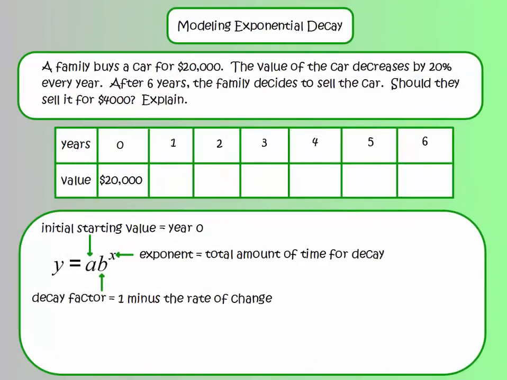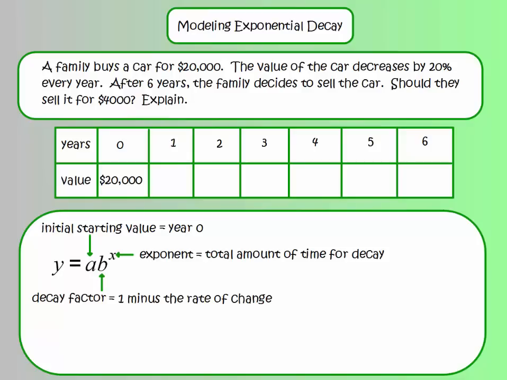Let's see how this models. Okay, so if a family buys a car for $20,000 and the value of the car decreases by 20% every year, after 6 years, the family decides to sell the car. So, should they sell it for $4,000? And we want to explain that.